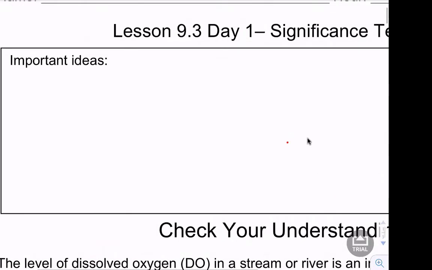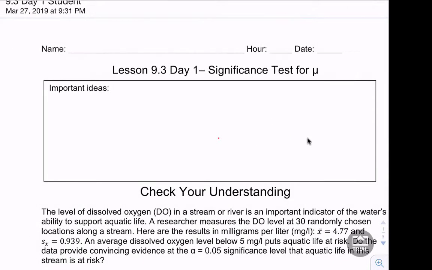Welcome back. Today we're going to talk about lesson 9.3 day 1, the significance test for means. Now, like the significance test for proportions, the same thing goes for means. We're going to be looking at some conditions that make it possible for us to actually run these tests and the mechanics of running these tests. So let's go ahead and get started.